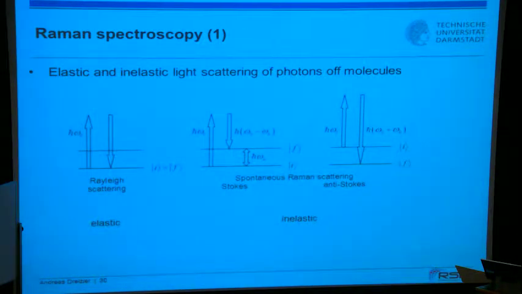Okay, any questions about laser-induced fluorescence thermometry? Then we switch to the next choice, which is Raman spectroscopy. That is a very, very different process. So far, we have seen only resonant processes in absorption and emission.